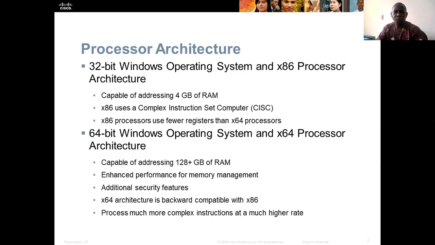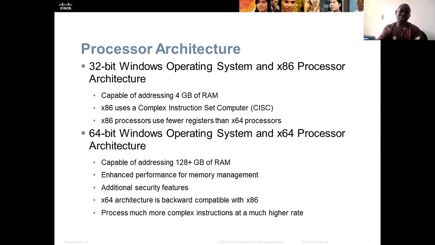Now, they're capable of addressing 128 plus gigabyte of RAM. They have enhanced performance for memory management. They have additional security features. x64 architecture is backward compatible with x86. And if you ask which one is higher, the fact that you see 86 and 64 can deceive you if you want to use the numeric interpretation. You might say 86 is higher in nomenclature than 64.